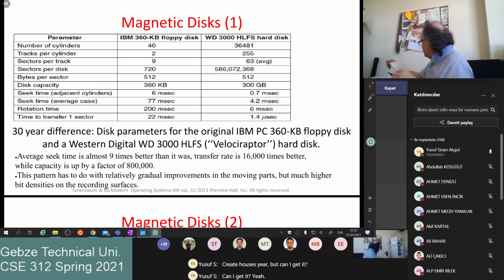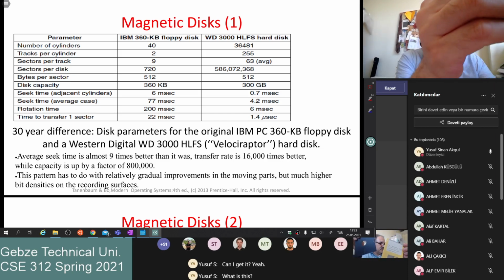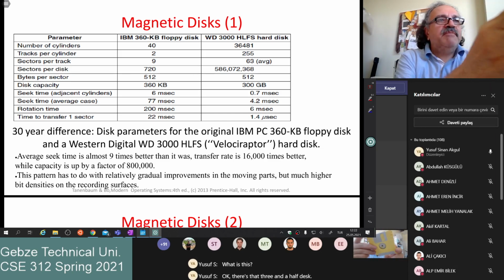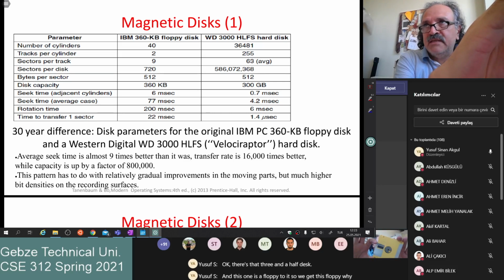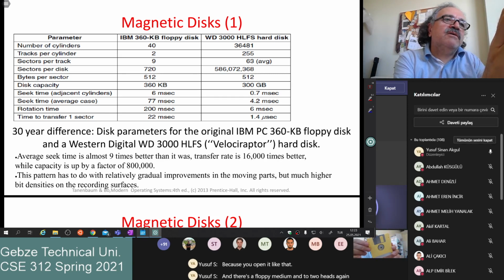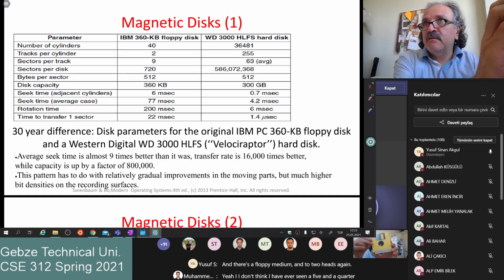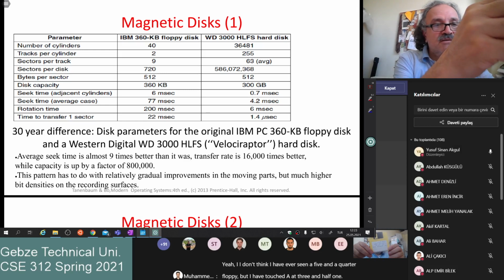What is this? It's a report. Okay, this is a 3.5 disk. And this one is a floppy too. It's rigid, but it's floppy. Why? Because you open it like that, and there is a floppy medium and two heads again. So I don't think I have ever seen a 5.25 floppy, but I have touched a 3.5 one.